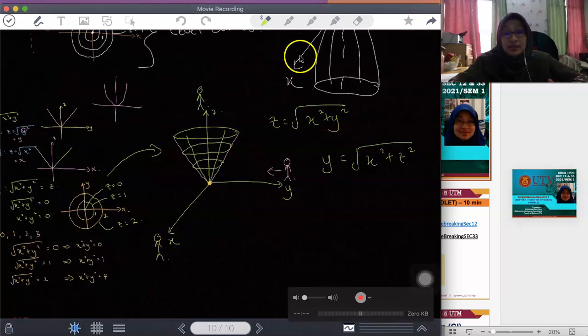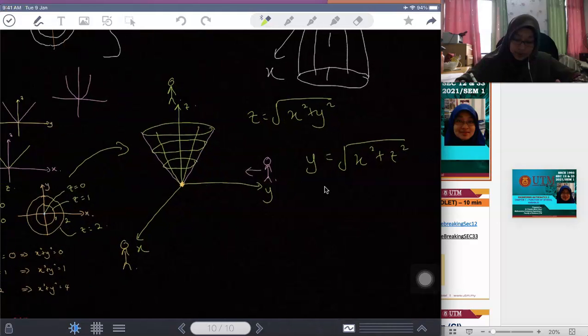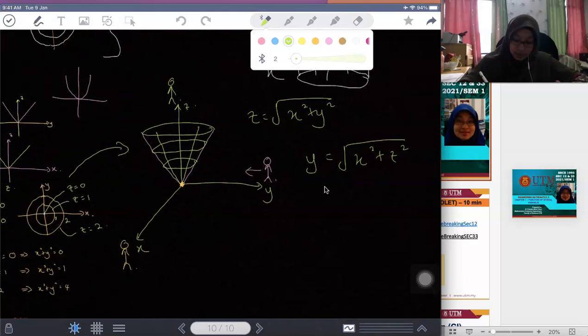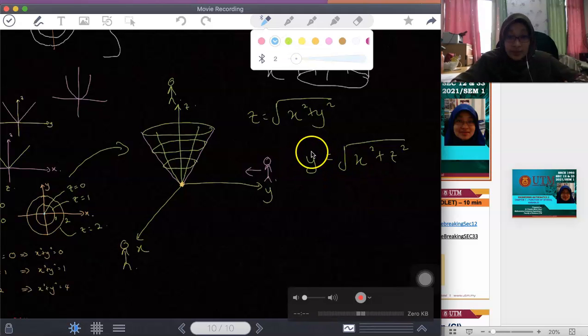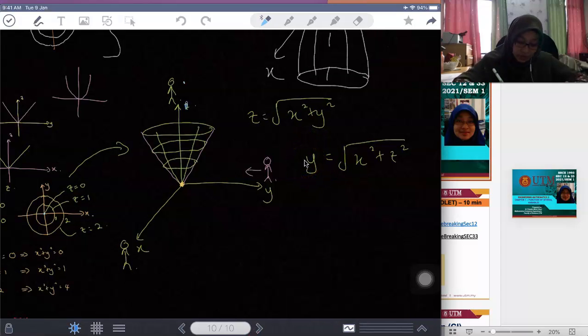Since you know that the basic of the cone is this one, you must have a similar cone. Of course, you have the same size of cone, but in a different orientation. Now you have y here, so you have a cone concave up and parallel to y. You just change this one to y, this one to x, and this one to z. So you have a similar cone.